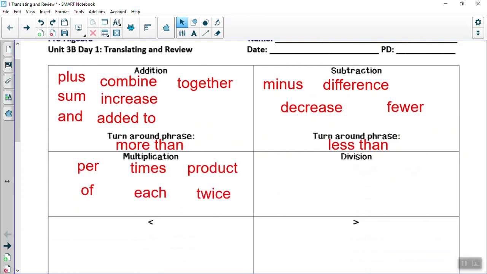Right? Of is often used with a fraction. Half of something, 2/3 of something. Okay? Division, we use divided by, half, split, quotient, of. Right, so sometimes of can also mean divide. If we say we have half of something, instead of multiplying by 1/2, we could divide by 2. And we've talked about that in class as well.